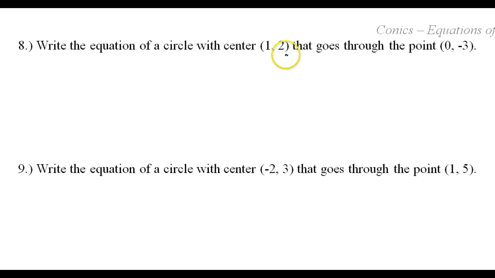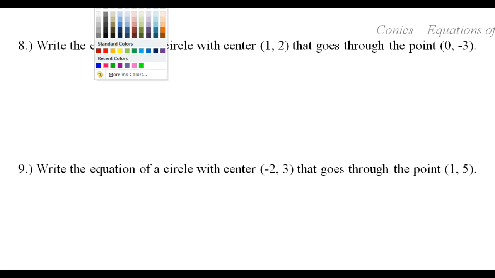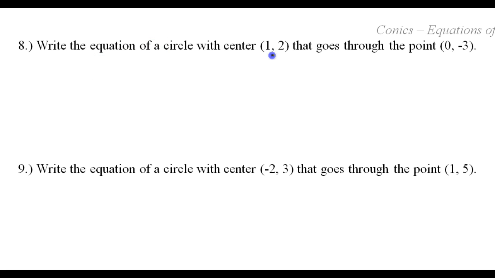Write the equation of a circle with this center that passes through this point. Okay. Well, let's start off like we did the other problems. If this is the center, then I know I'm going to have x minus 1 squared plus y minus 2 squared is equal to. Now, I don't know the radius right now, so I'm just going to put radius squared. So this is what I have so far based on this.